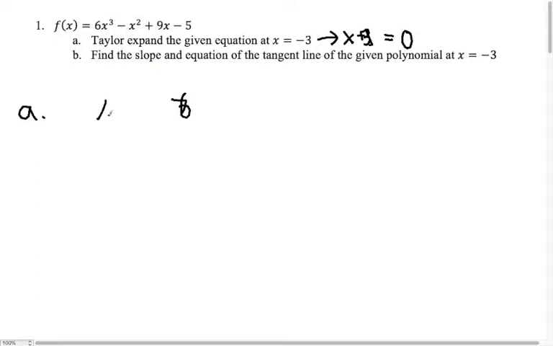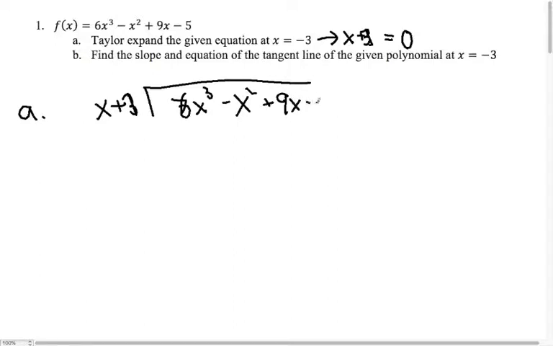dividing 6x cubed minus x squared plus 9x minus 5 by x plus 3. In order to divide, all you do is see how many times x goes into 6x cubed and put that value up top. So x goes into 6x cubed 6x squared times, and once you have that value up top, you multiply that value by x plus 3 and subtract that from this given equation.